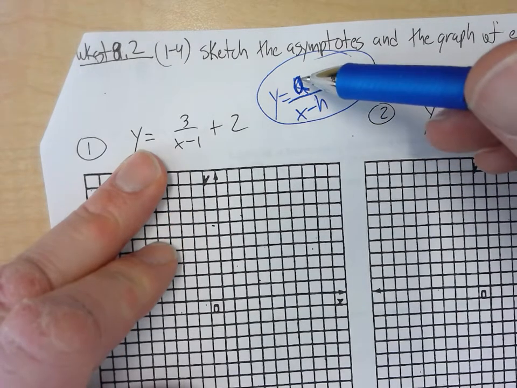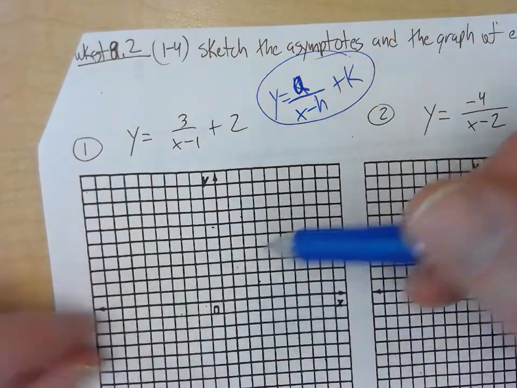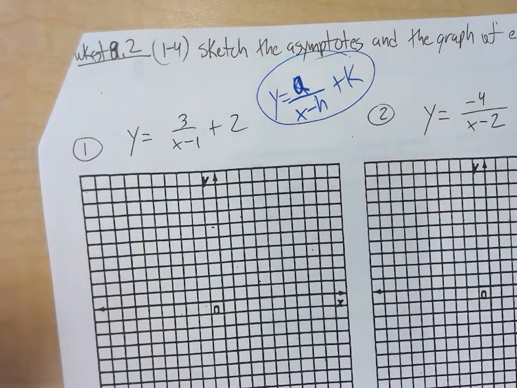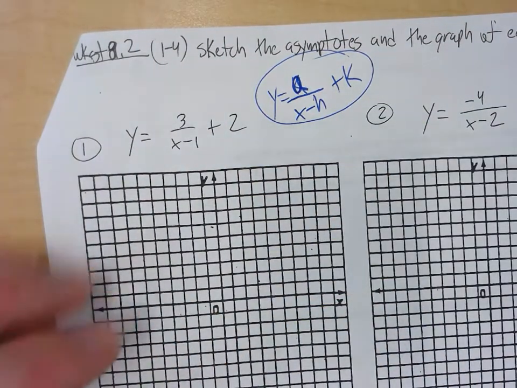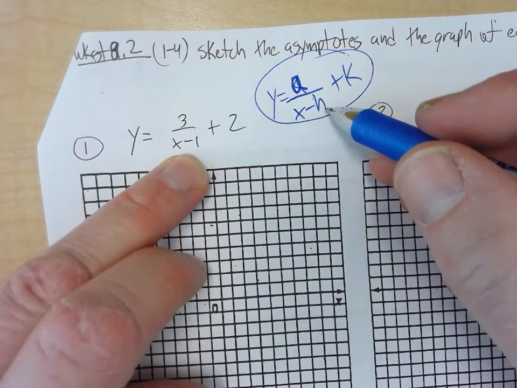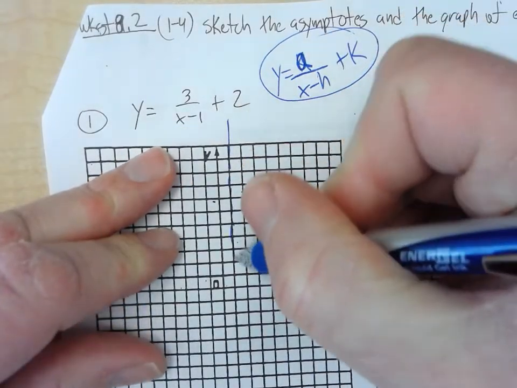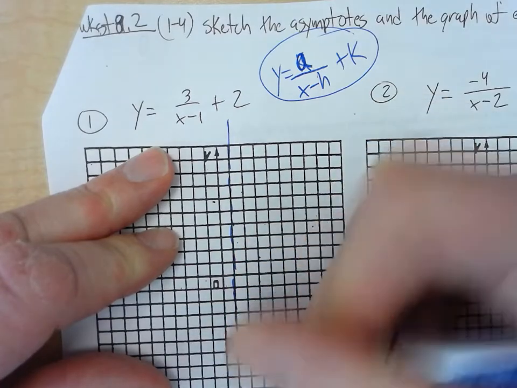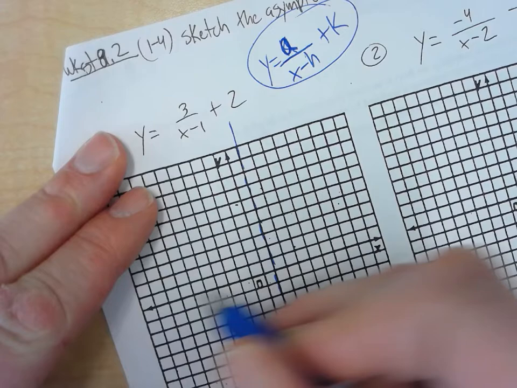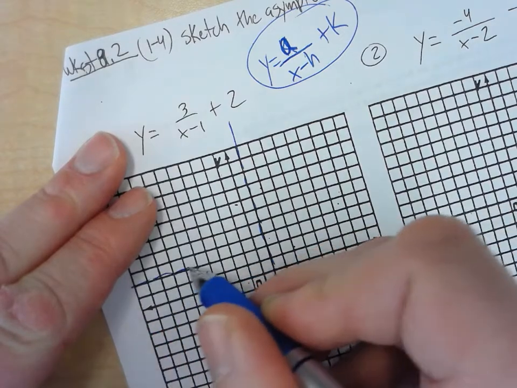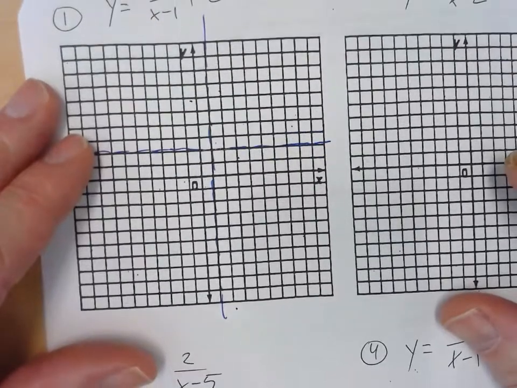So the a squishes or stretches it away from the origin. Since it's 3, it's going to be stretched a little bit farther away from the origin. The h is 1, so it's one space to the right. So here's my one space to the right, it's right here. And then k is 2, so it's up 2. So 1, 2. Alright, so those are the horizontal and vertical asymptotes.